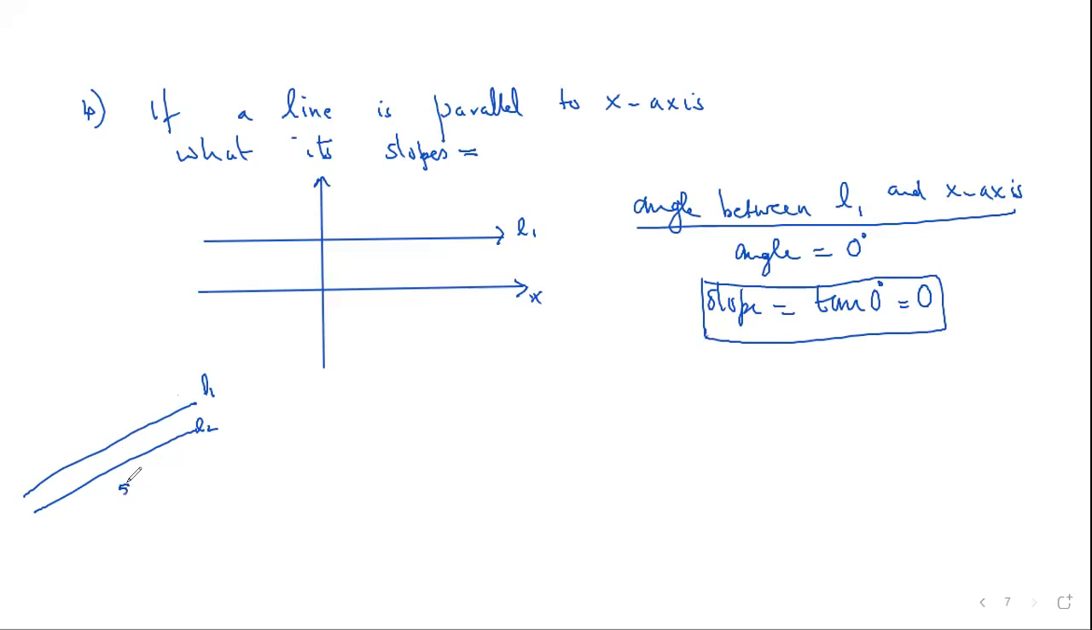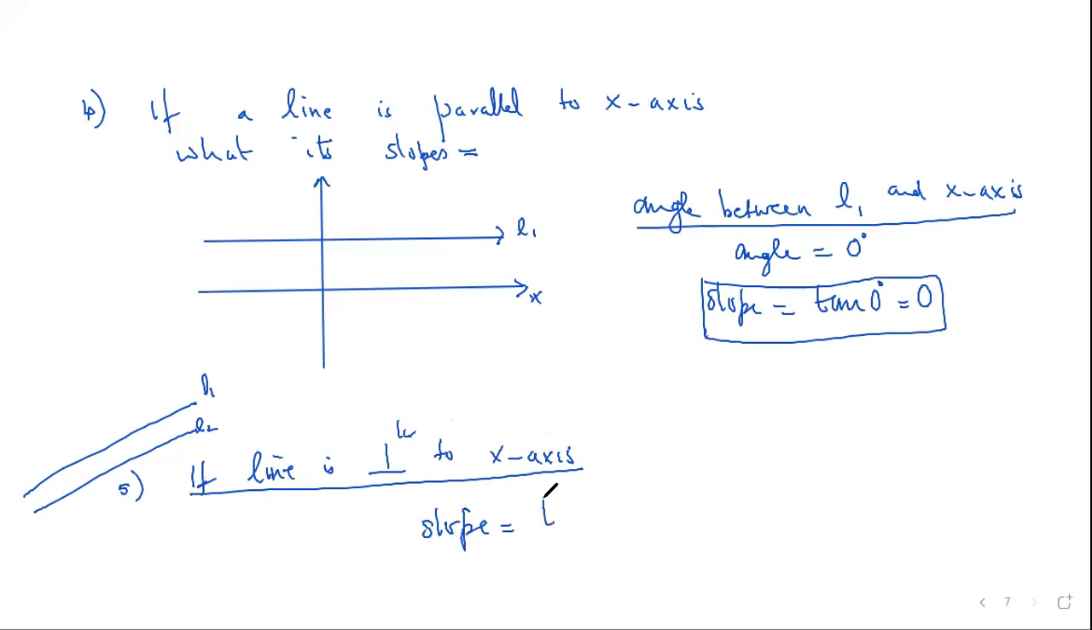Set fifth one. If the line is perpendicular to the x-axis, what will be its slope? The angle of inclination will be 90 degrees, so the slope will be tan 90. So it will be not defined. If the line is perpendicular to the x-axis, what do you mean by this?